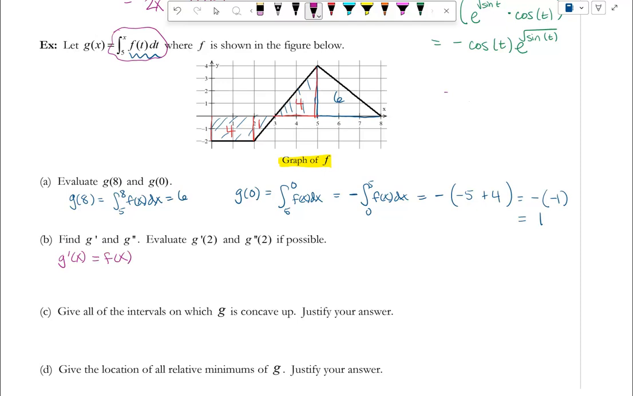So g prime of x is equal to f of x. So when I go to find g prime of 2, what I'm looking for on my graph of f is just f of 2. So when my input is 2, f of 2 is my output, -2.